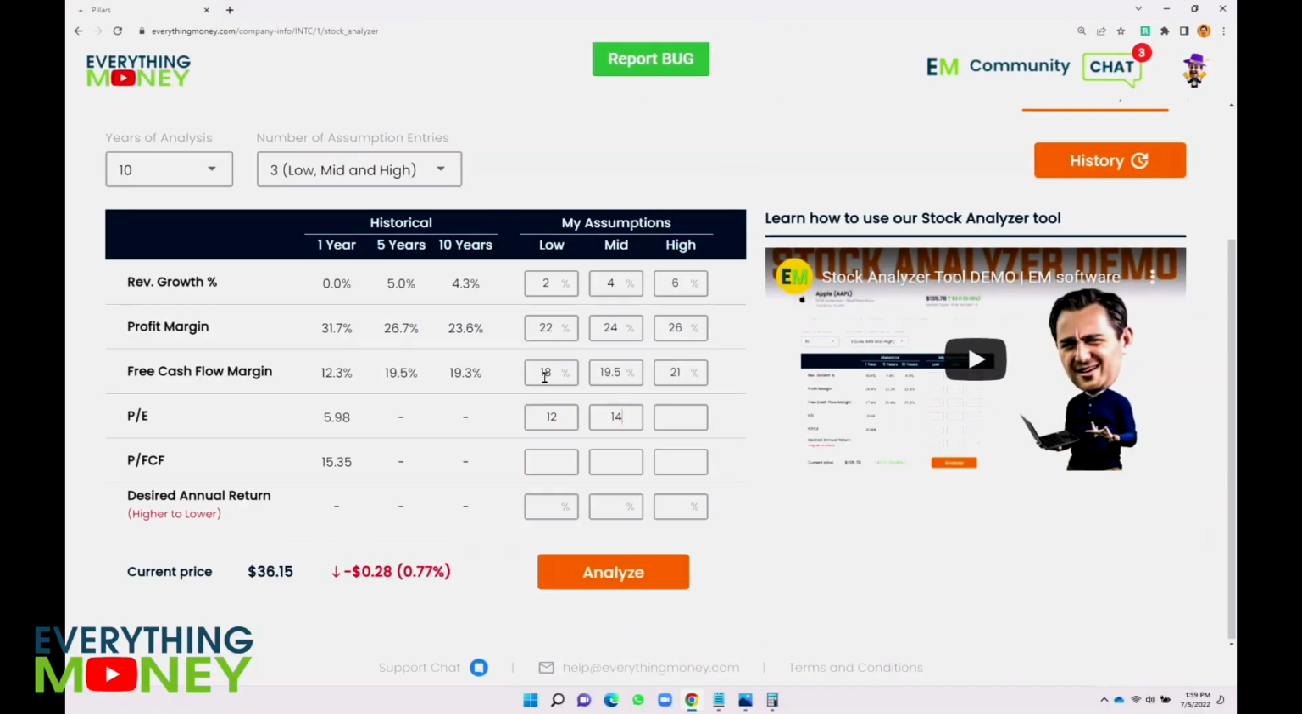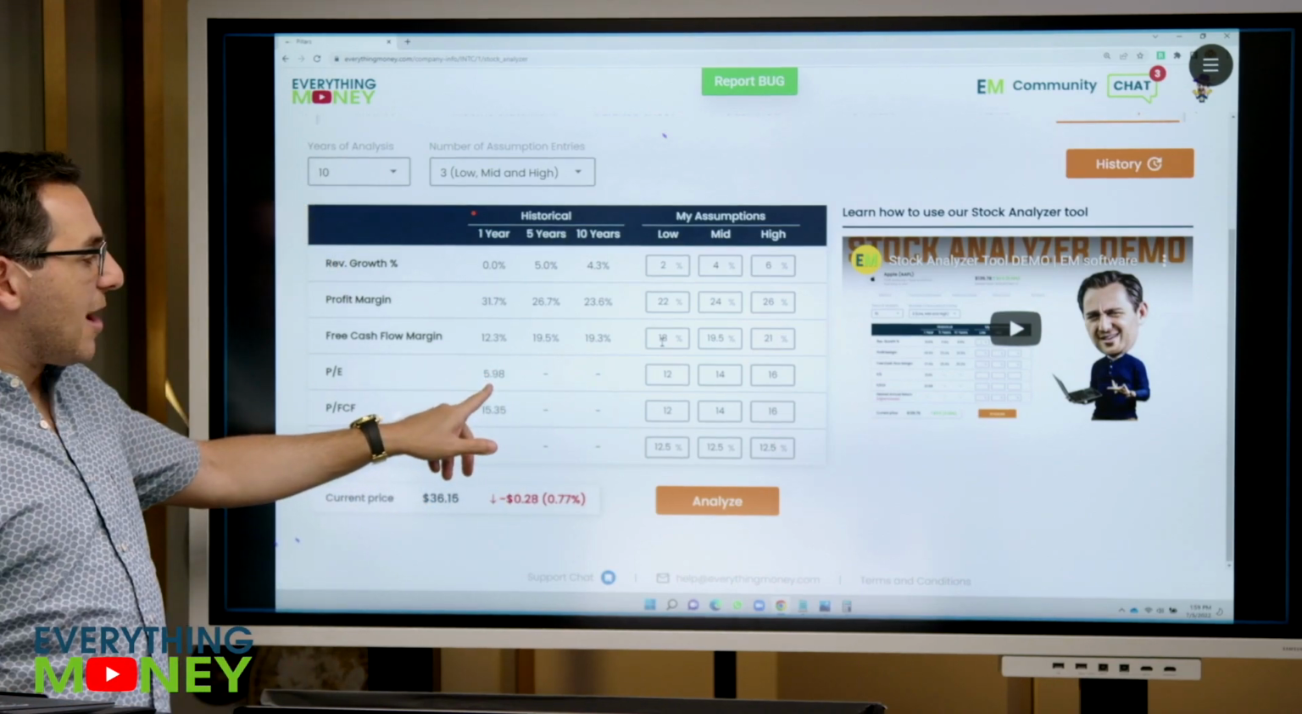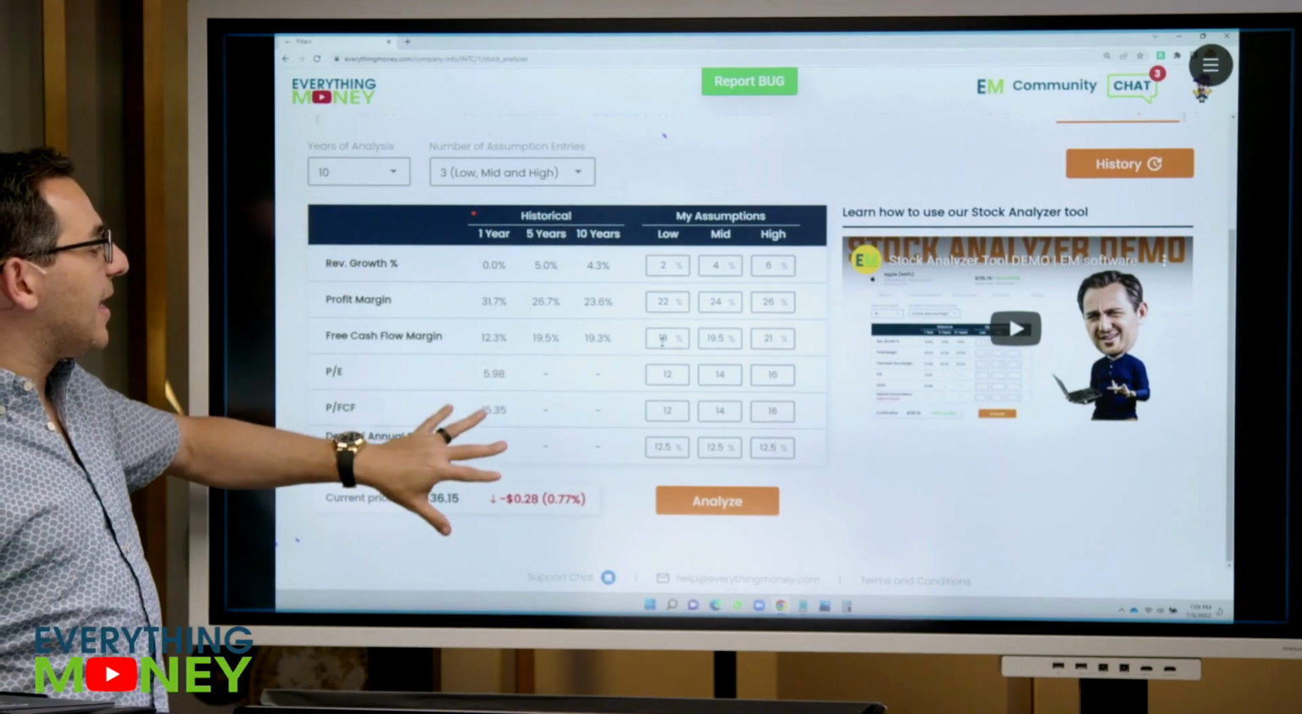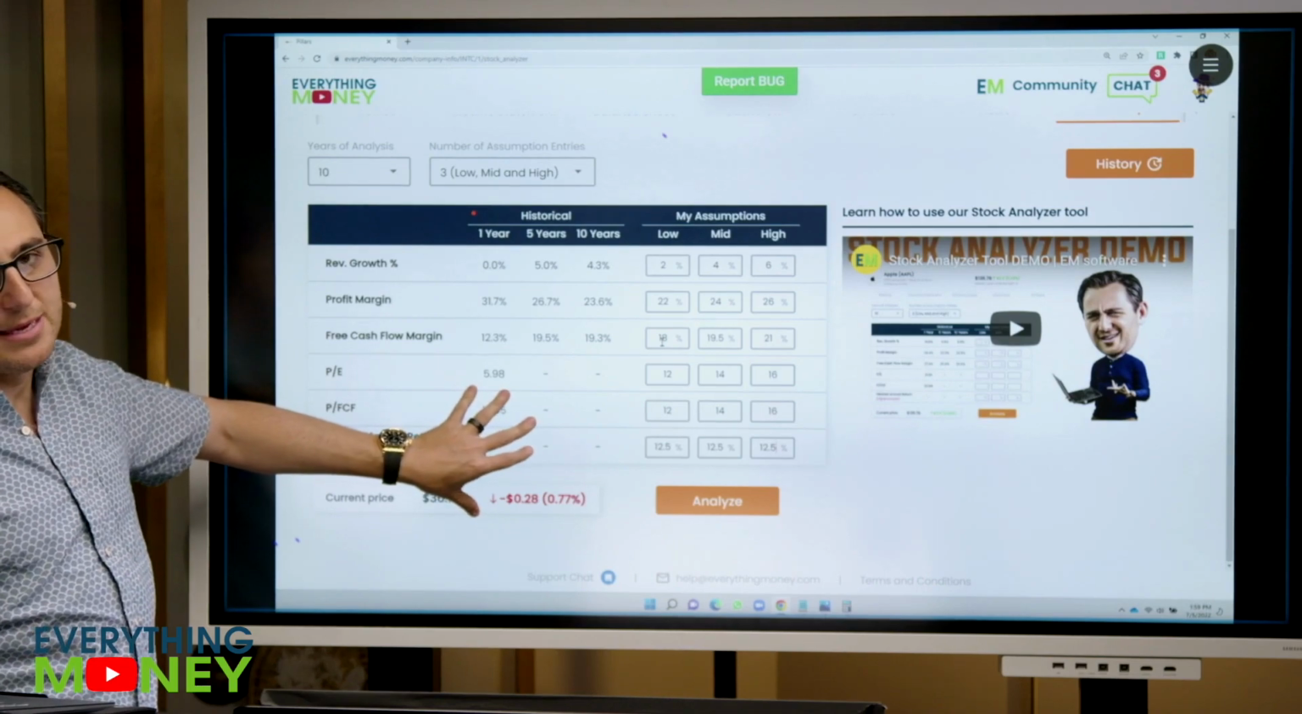Now, for those PE assumptions. PE, I'm going to go 12, 14, 16. Guys, I'm going much higher than the current PE. Why is that? Well, because I think this is a fluke year, fluke profit. I don't think that's going to continue on, but even then, a company like Intel should not be a 6 PE. It's not a dead company.